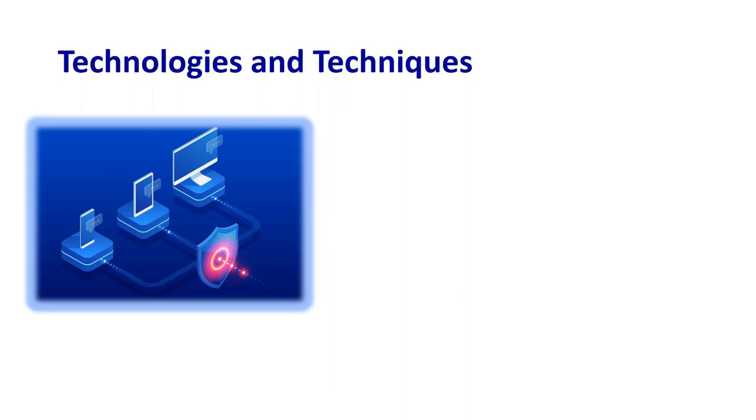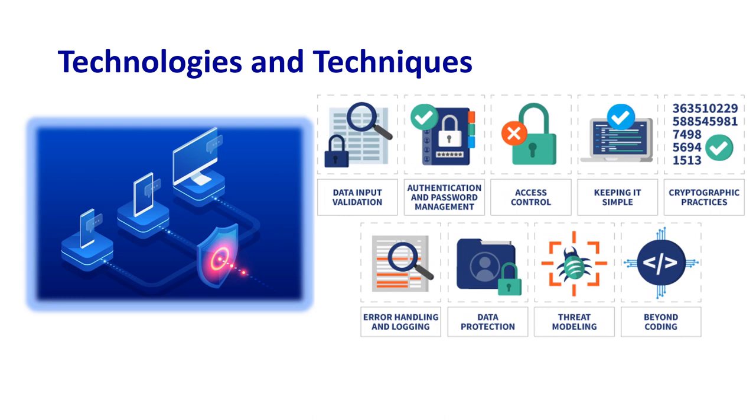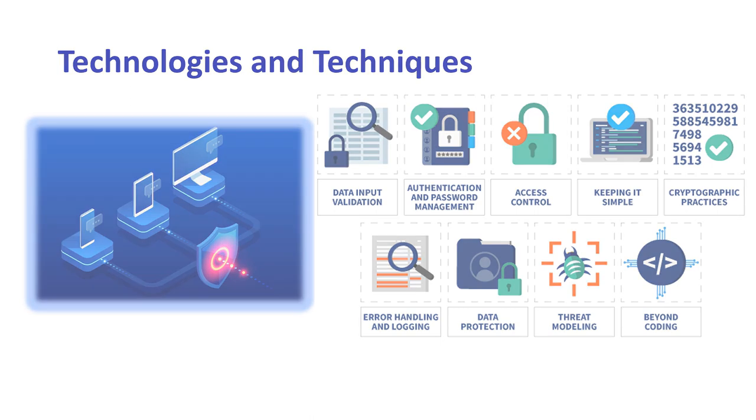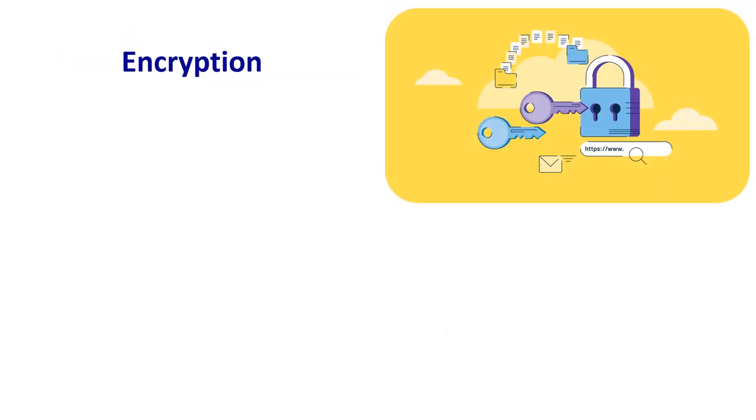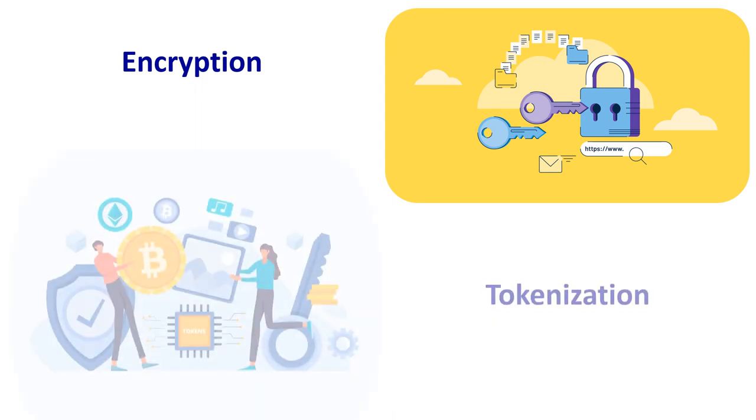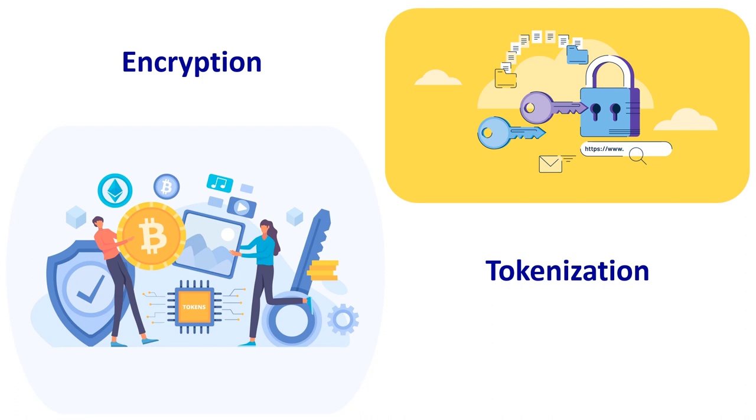Technologies and techniques. Moving on, let's explore the technologies vital for PCI DSS compliance. Firewalls act as the initial defense, safeguarding the CDE from unauthorized access. Intrusion detection or prevention systems monitor network traffic for potential threats. Secure coding techniques, including protections against SQL injection and cross-site scripting, are crucial. Encryption emerges as a key player in protecting cardholder data, whether in transit or at rest. Additionally, tokenization, replacing sensitive data with unique symbols, offers a method to retain essential information securely.